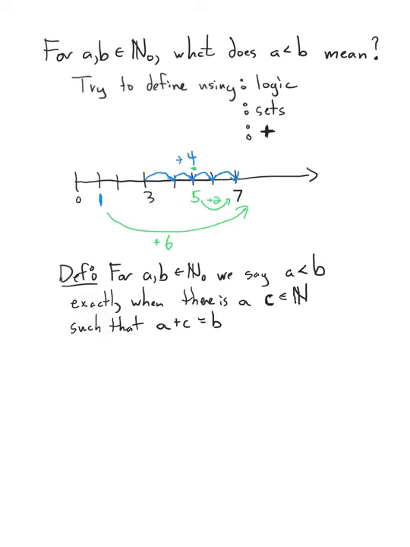So if a was 1 and b was 7, then the number that we add, our c, is 6. If a was 3 and b was 7, then the number that we add, our c, is 4. So if a is less than b, there's always going to be this natural number or counting number, c.